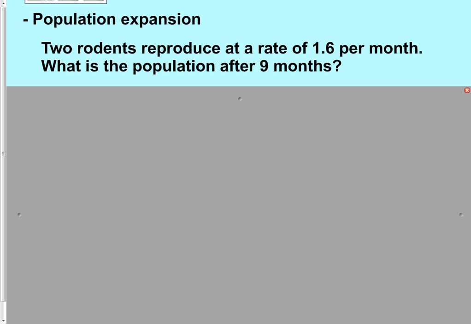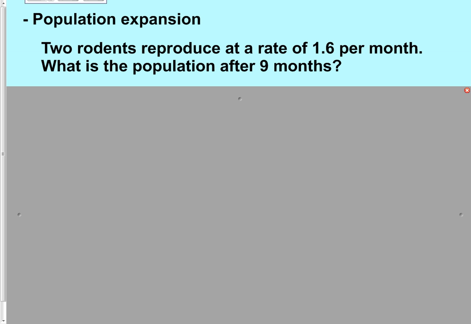Okay, let's look at a problem on population expansion. Now, this type of problem that we're getting ready to look at, it's not to say that it only works for population expansion, but it works for, obviously, population expansion as well as similar type problems. Okay, so let's take a look here. This is a common study that goes on, and this deals with rodent reproduction. So let's say two rodents reproduce at a rate of 1.6 per month. What would the population be after 9 months?